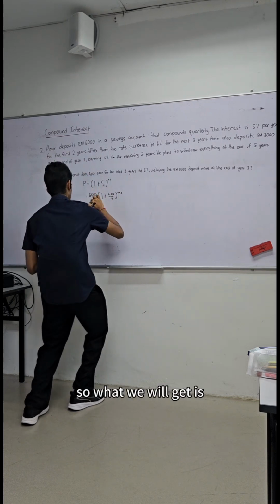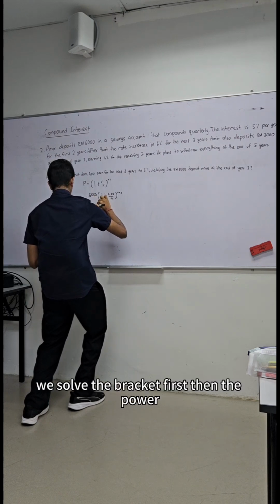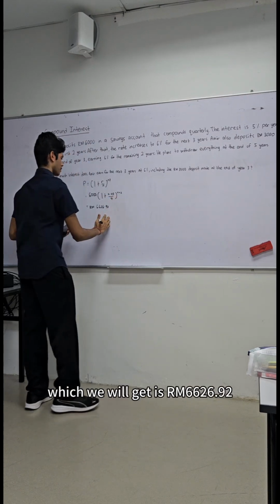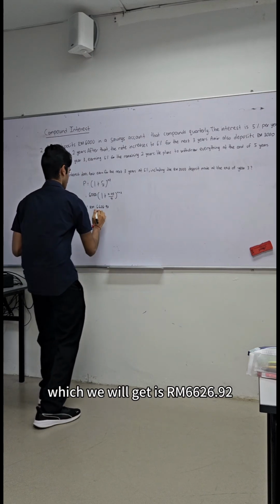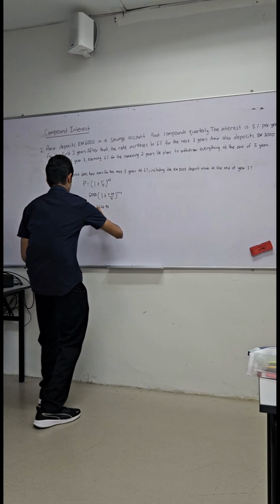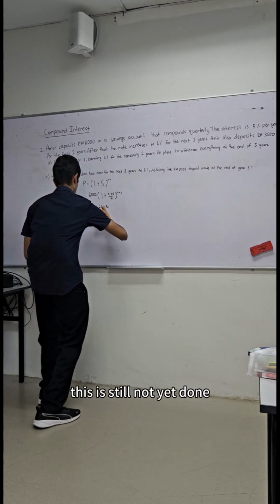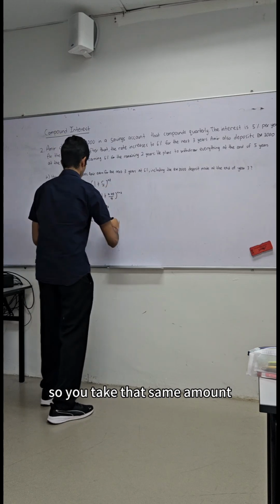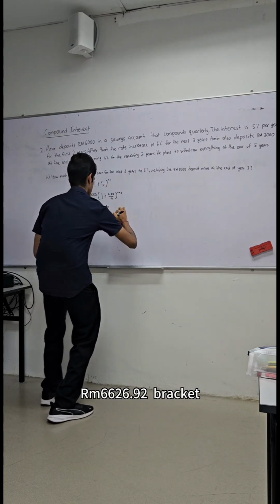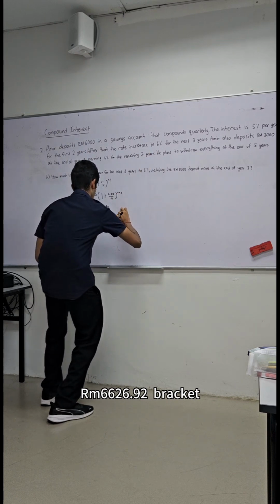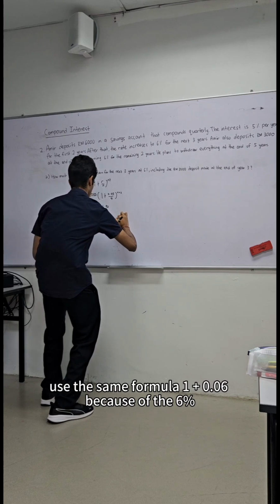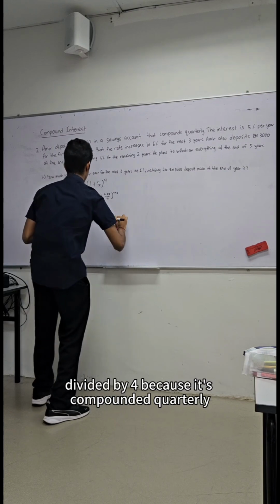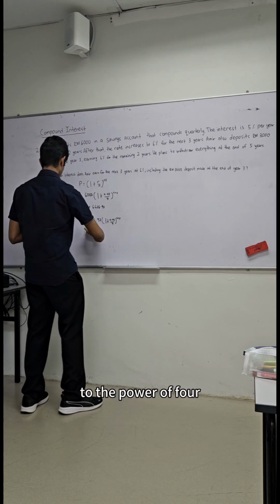So what we will get is, we solve the bracket first, then the power, then we times by 6000, which we will get is RM6,626 ringgit 0.92 cents. This is still not yet done because there's also another 3 years. So you take that same amount, 6,626 ringgit 0.92 cent bracket, use the same formula, 1 plus 0.06 because of the 6%, divide by 4 because it's compounded quarterly, to the power of 4 times 3 years.